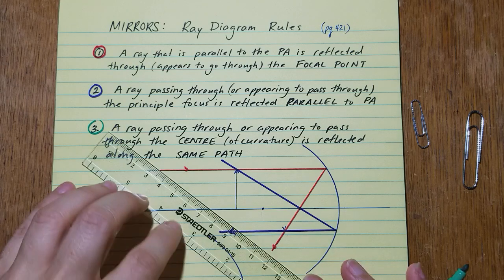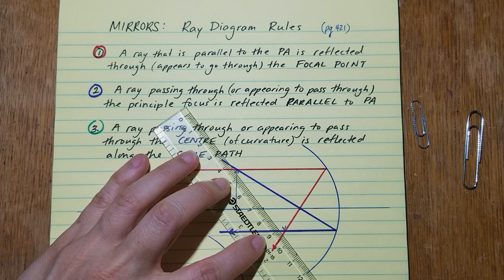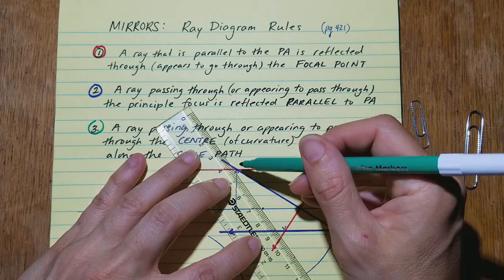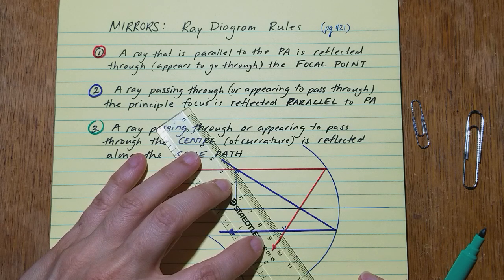Sometimes they're a little bit off. Like I said, it depends on how careful you are. So here we go. I'm going to go from the tip of my object through the center, and I can see here it's a little bit off, right?